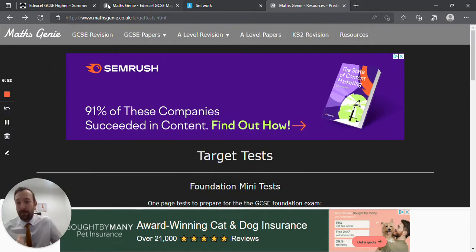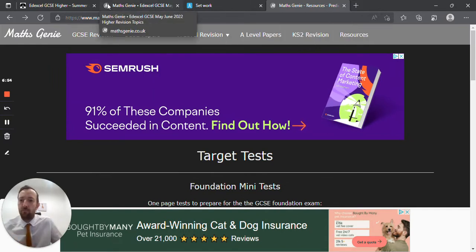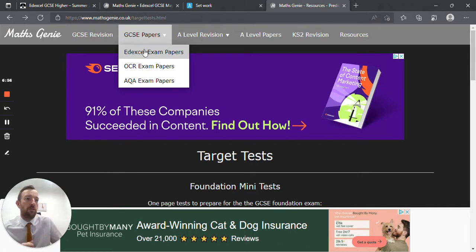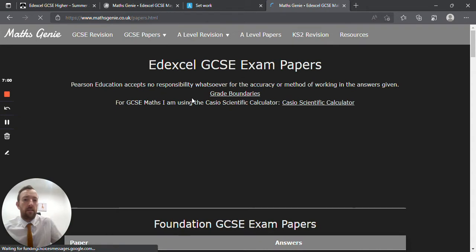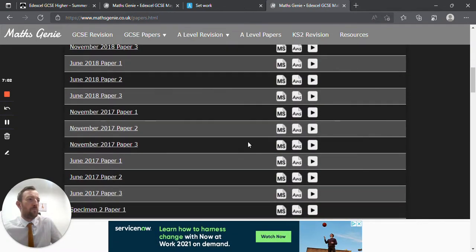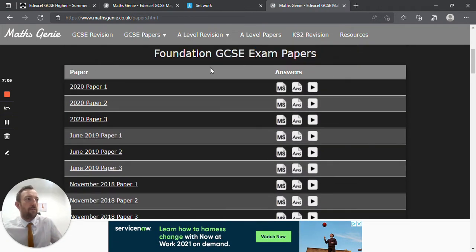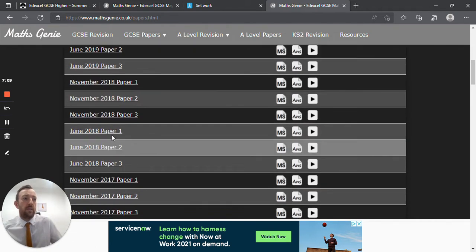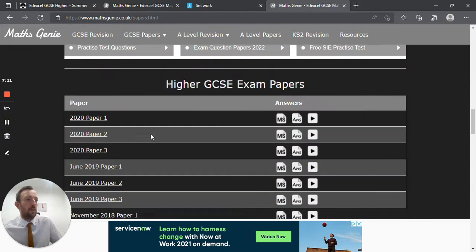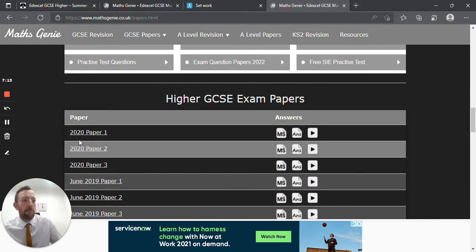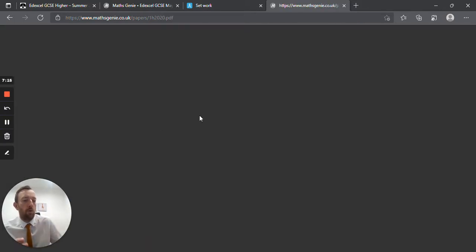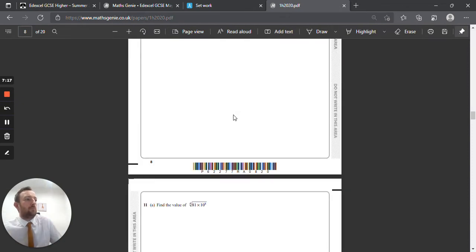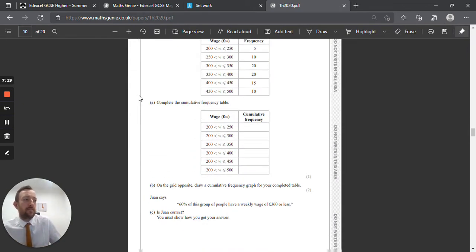If you want past papers, so more practice again, some more past papers to have a look at to get used to that exam style of question, just go to the top, Edexcel exam papers, and again at the start there you've got Foundation. So it's the 2020 paper, the 2019, 2018, etc. And below it you've got the higher papers. If you just click on the paper, it will open it up, and you can have a good practice of that on your pads.